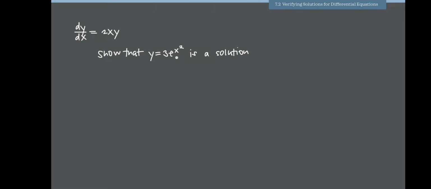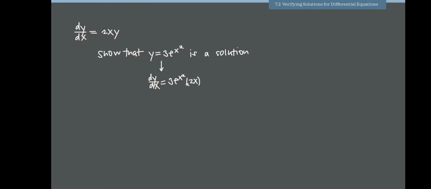We do it in two steps. First, we take this solution equation and we differentiate it. So we say dy over dx is equal to the derivative here, the 3 will stay, we'll get e to the x squared, and then we have to apply chain rule and multiply by 2x.